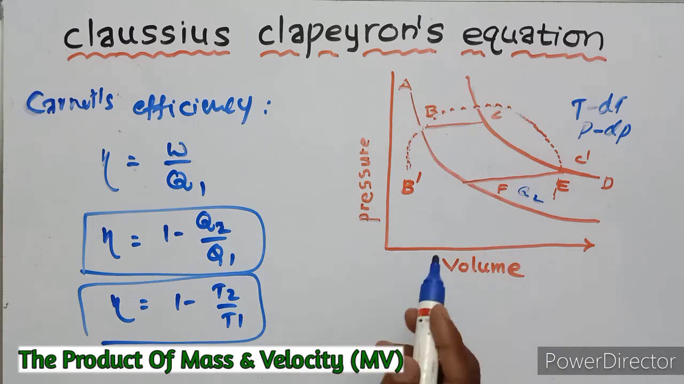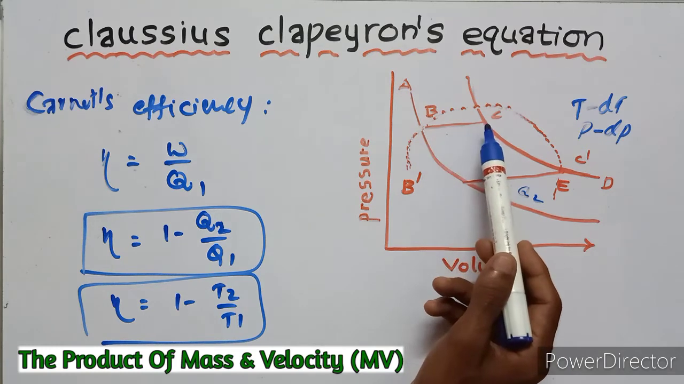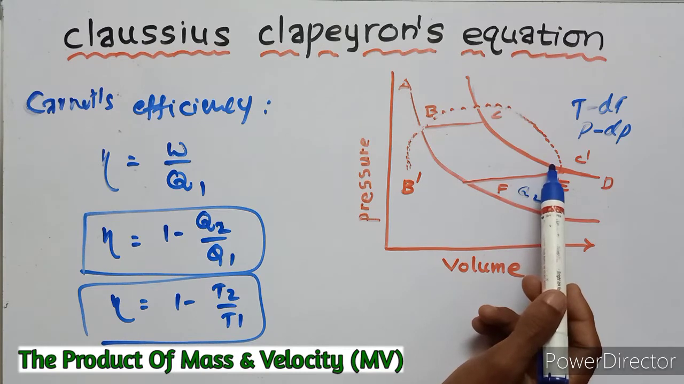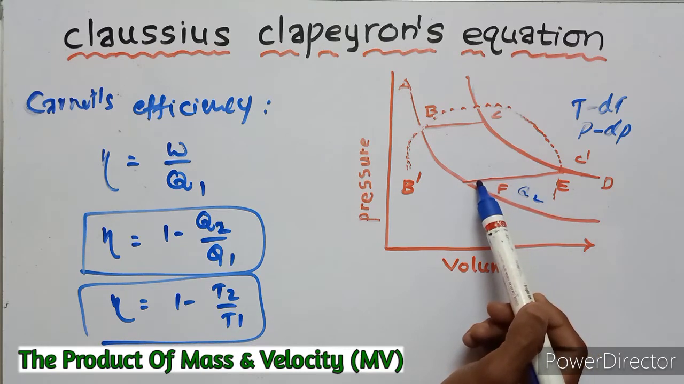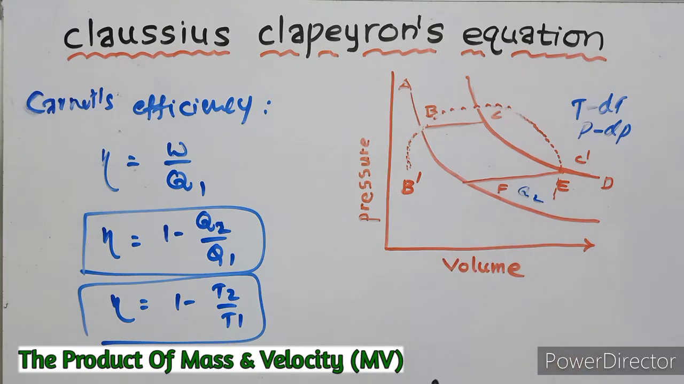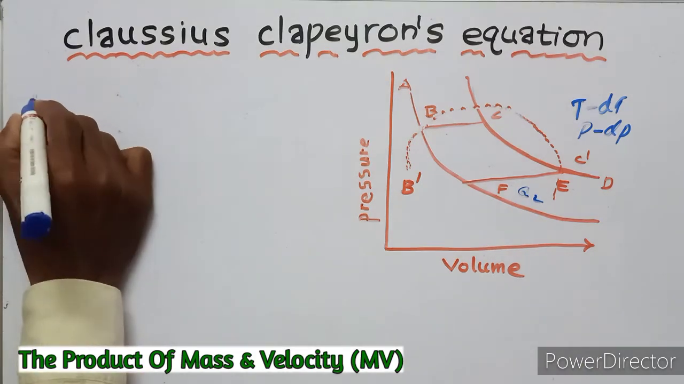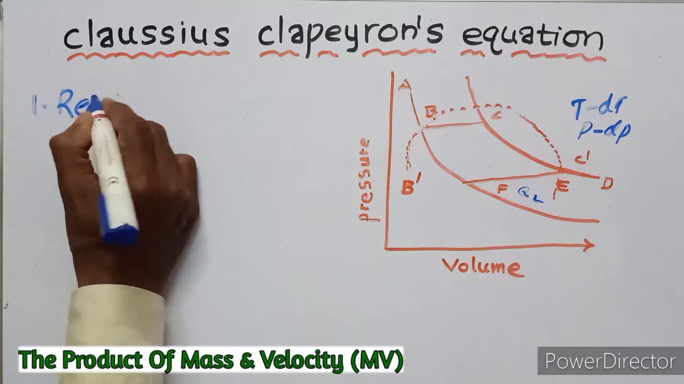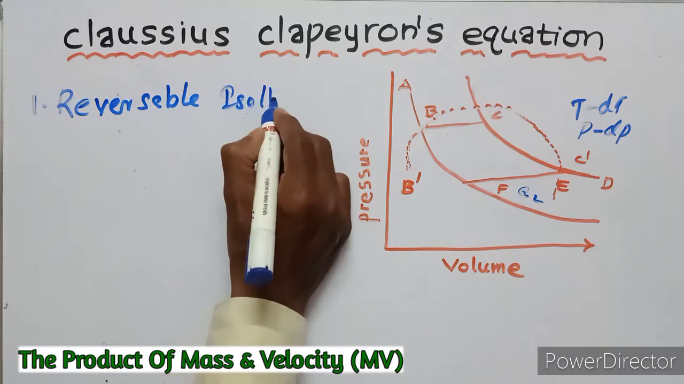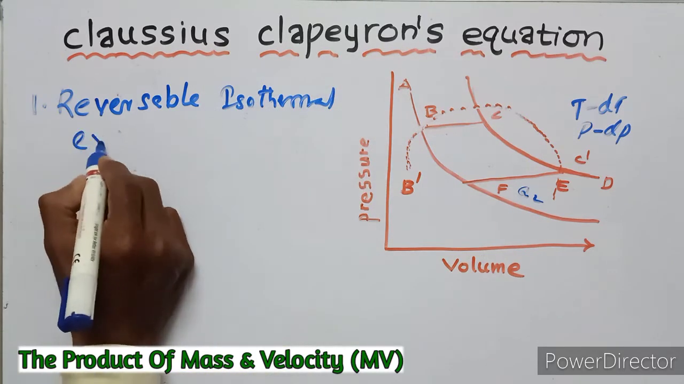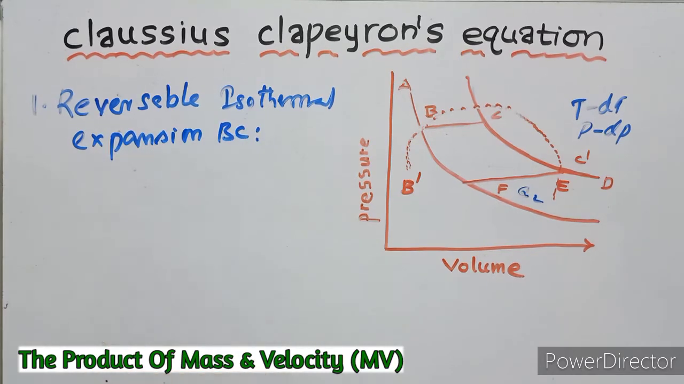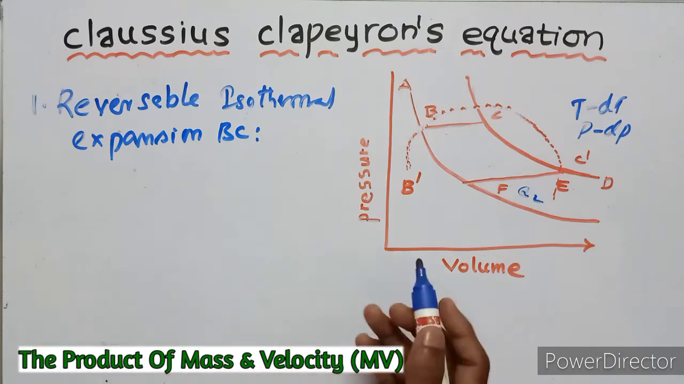So these are the four processes. First one is the reversible isothermal expansion. Second one is the reversible adiabatic expansion. Third one is the reversible isothermal compression. Fourth one is the reversible adiabatic compression. First one, the reversible isothermal expansion, that is BC. In this stage, the liquid is converted into vapor.